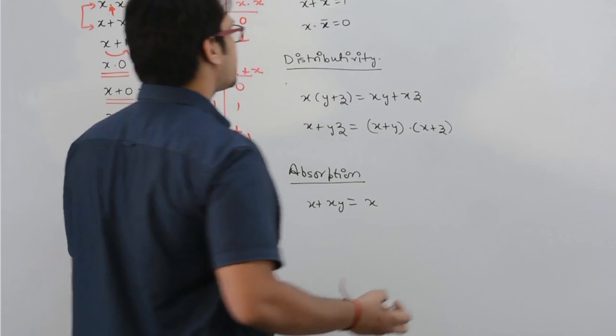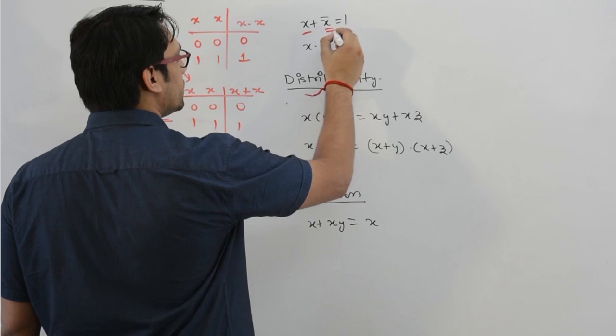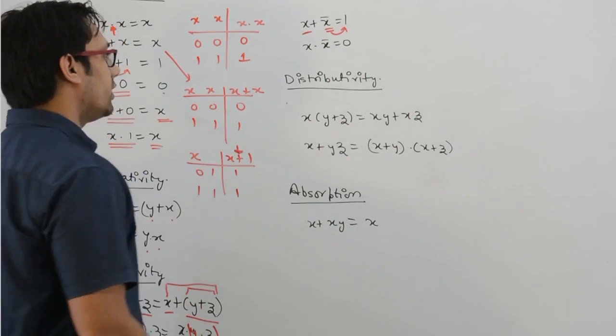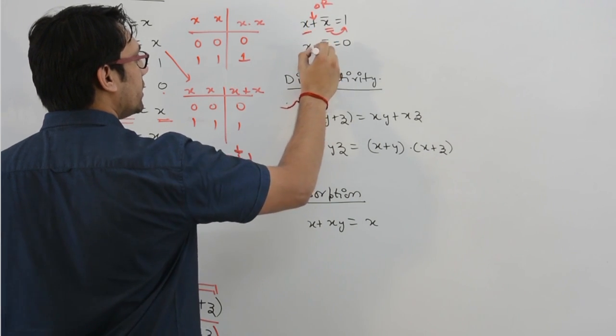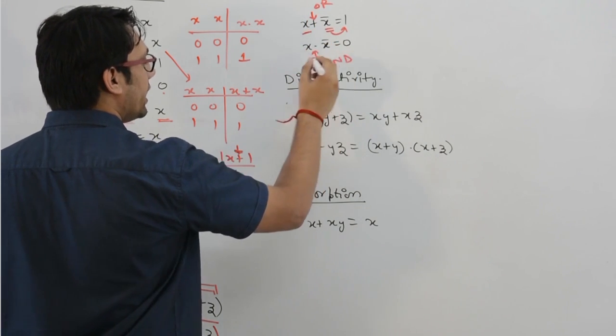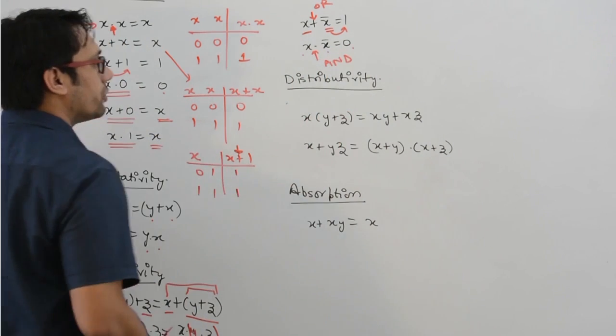Next is the complementation property. If we OR x with its complement, then we will get 1. And if we AND x with its complement, then this will be equal to 0.